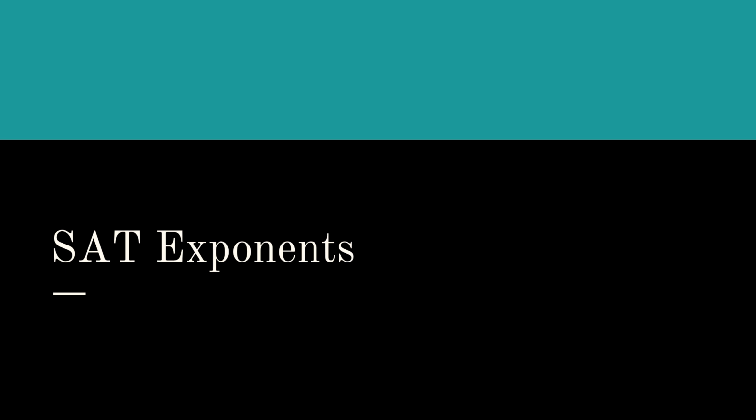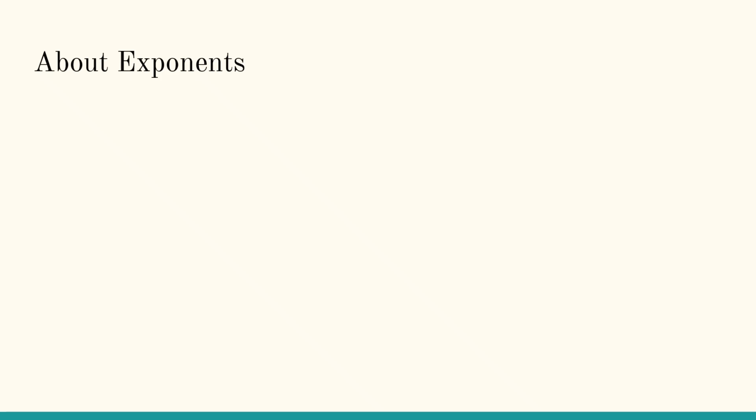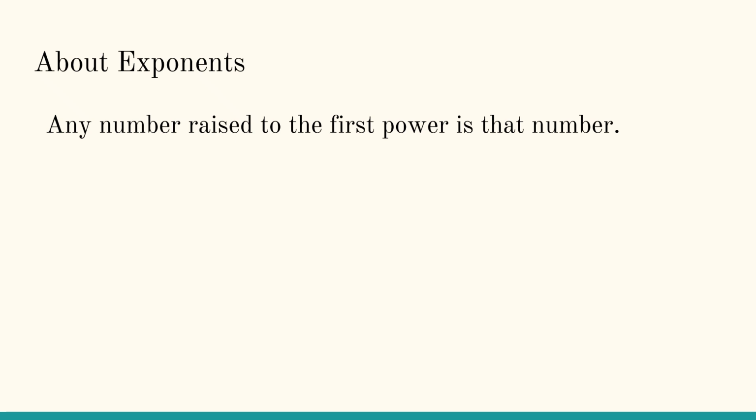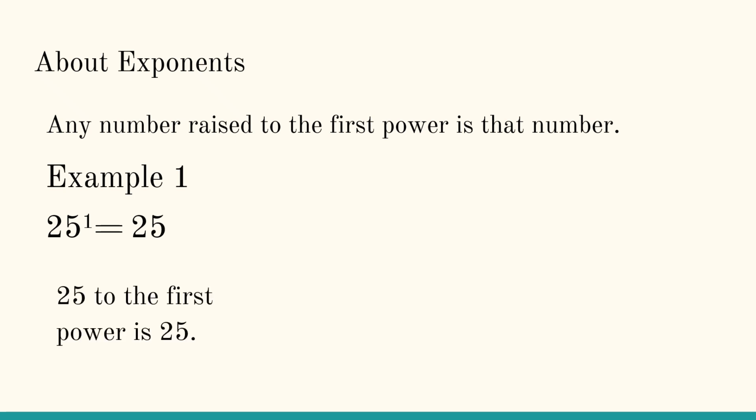Today we're going to learn about SAT exponent rules. So now we're going to go ahead and talk about the first one. Any number raised to the first power is that number. For example, example 1, 25 to the power of 1 is 25. To write this as a verbal expression, we're going to say 25 to the first power is 25.